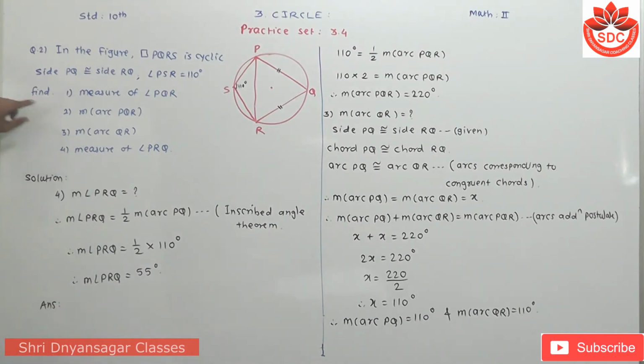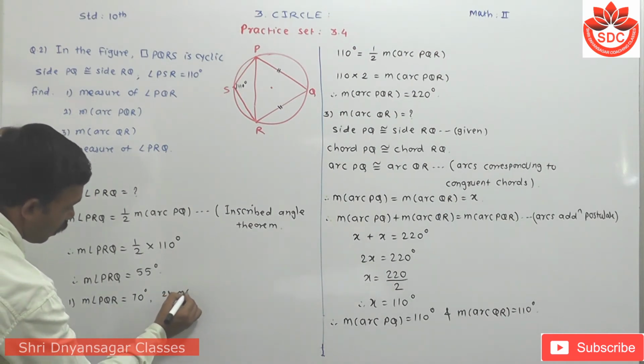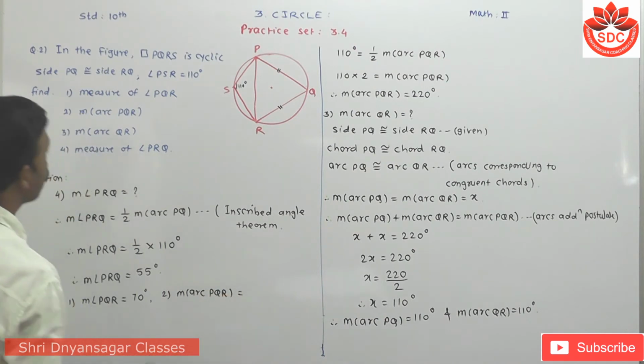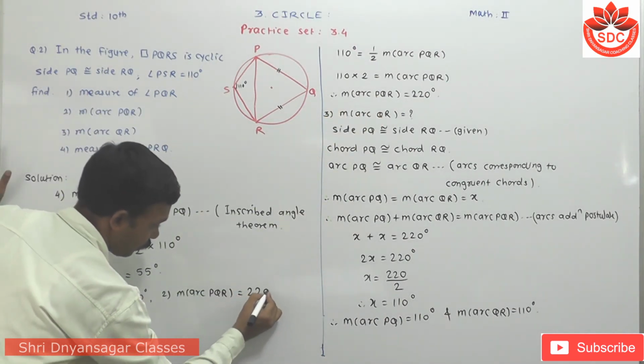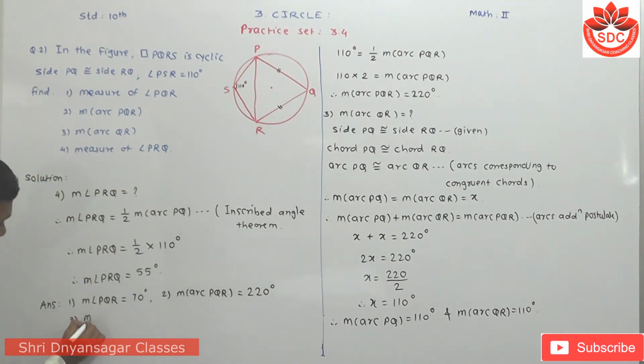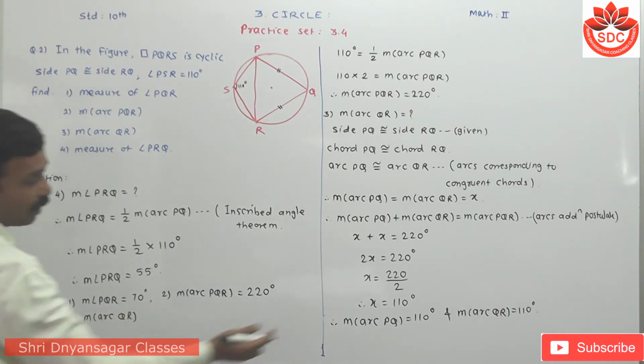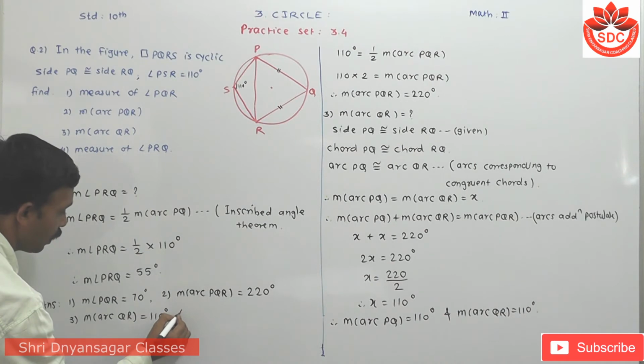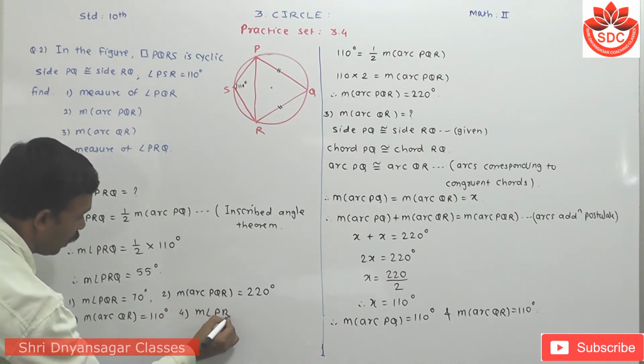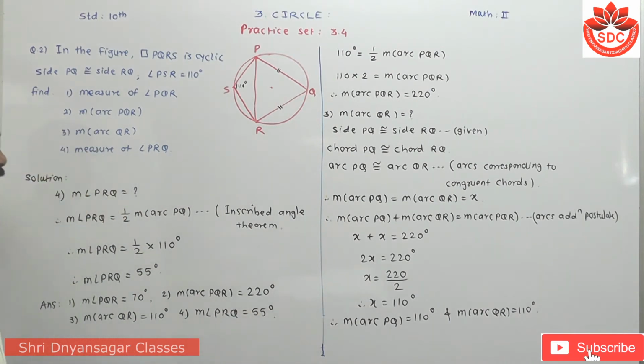Answer. The first one is measure of angle PQR, which is 70 degrees. Second one is measure of arc RPQR, which is 220 degrees. Third one is measure of arc RQR, which is 110 degrees. And fourth one is measure of angle PRQ, which is 55 degrees. Can you understand this? We see the next question.